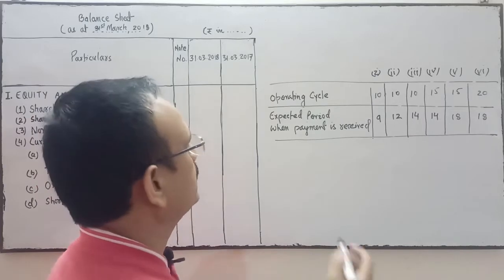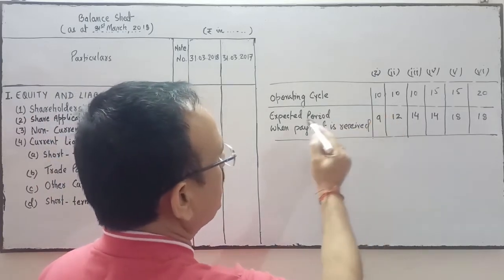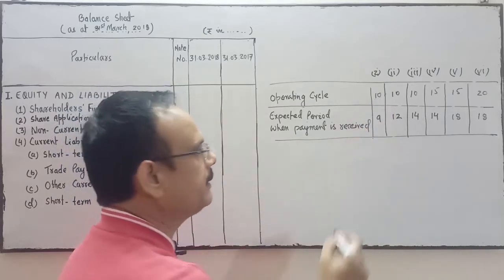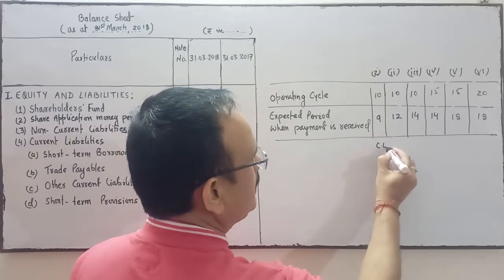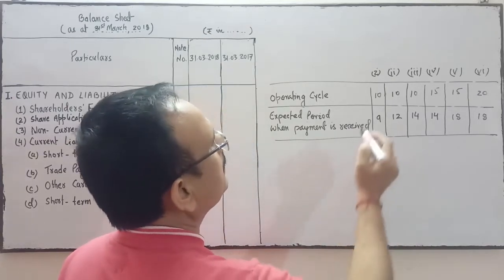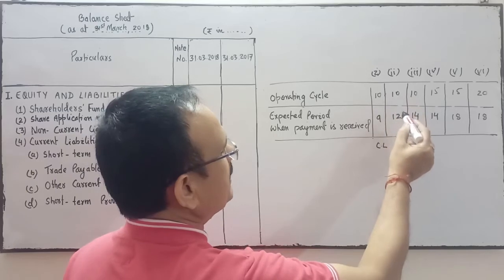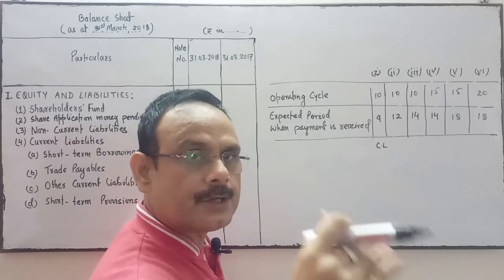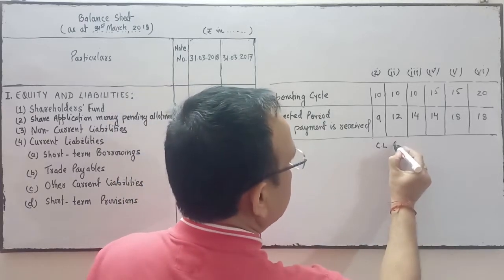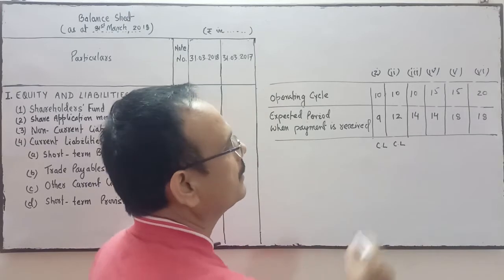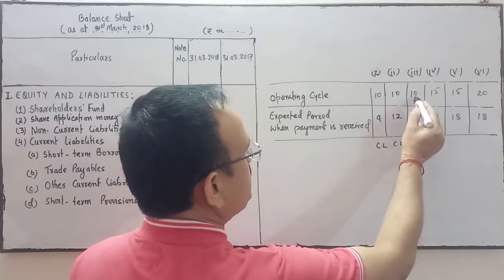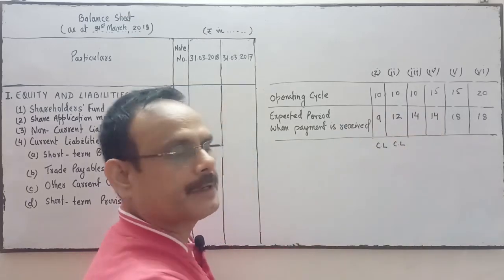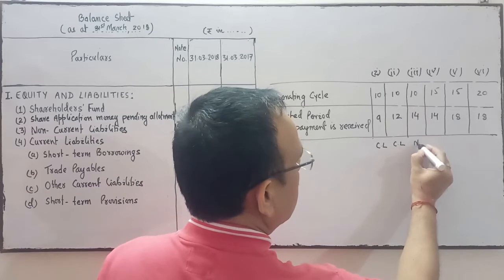How will you classify? The operating cycle is 10 months and the expected period when the payment is made is 9 months, which is less than the operating cycle. It means it's a current liability. Here the operating cycle is 10 months and the expected period is 12 months, which is within 12 months, so this is also a current liability. Case number 3, the operating cycle is 10 months and the expected period is 14 months, which is more than 12 months. So it's a non-current liability.